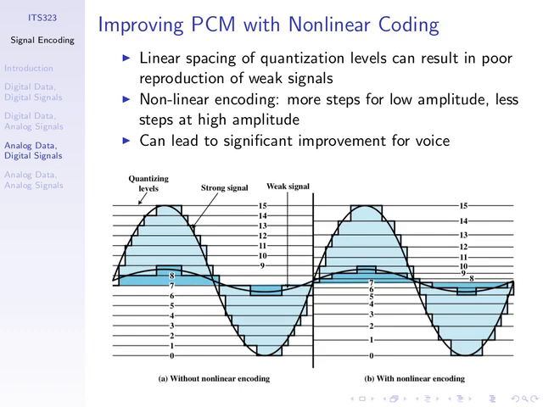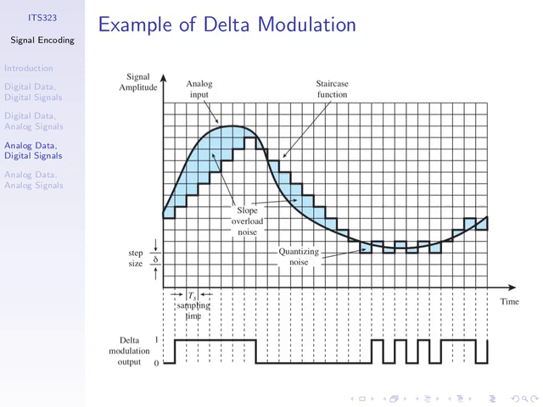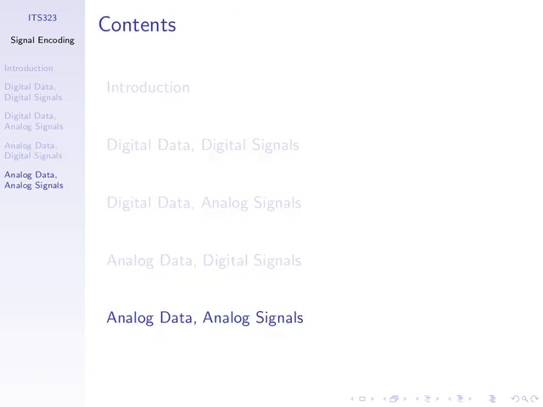There are ways to improve upon PCM. You can look at that in your own time. There are alternatives. Delta modulation is another type of modulation, similar, but it uses the differences between the input signal. There's an example of that there. But that's all we wanted to cover for this analog to digital conversion. PCM is the primary example. There are others, of course.